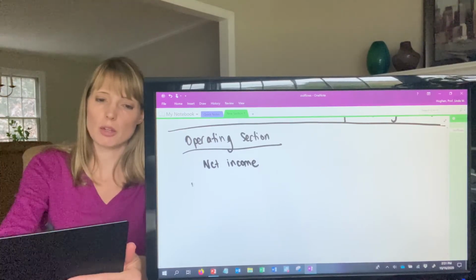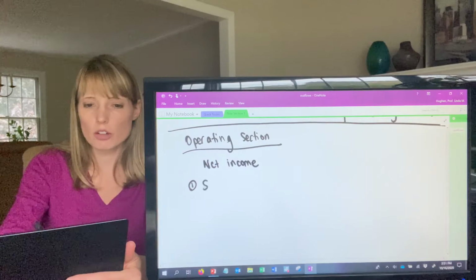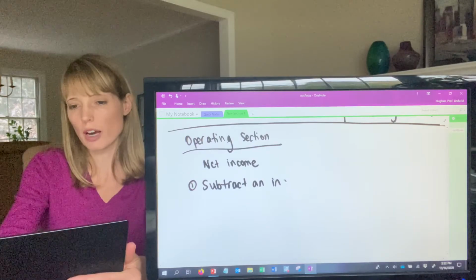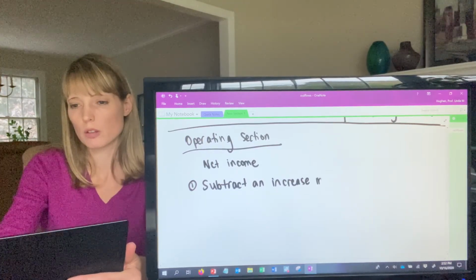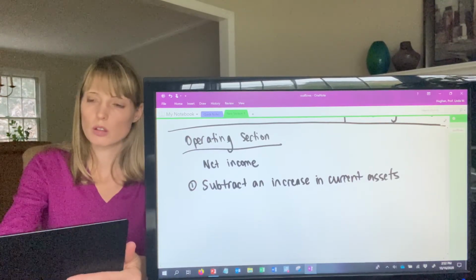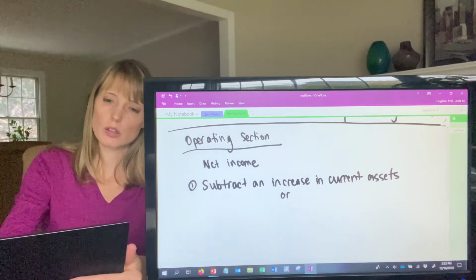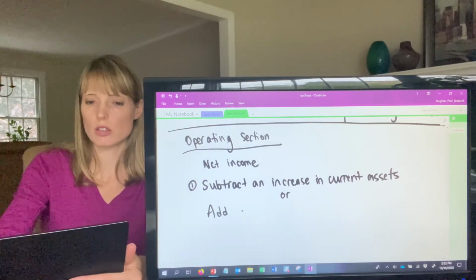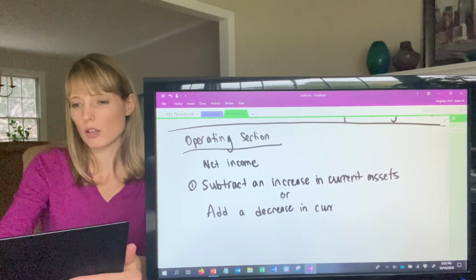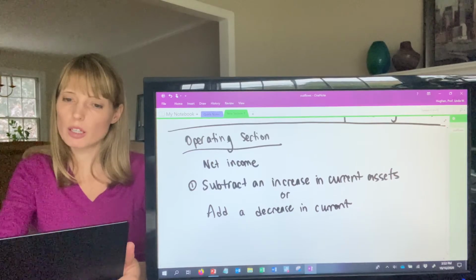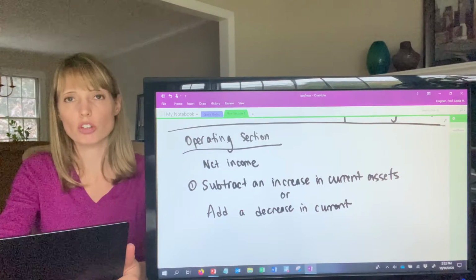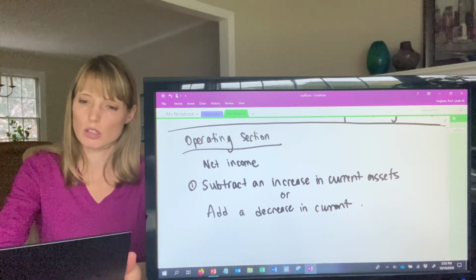So start with net income, and then one adjustment is going to be either to subtract an increase in a current asset, such as accounts receivable, or add a decrease in current assets. As we saw, when the company increased its receivables, that means it had recorded more income than it actually received in cash from operations.